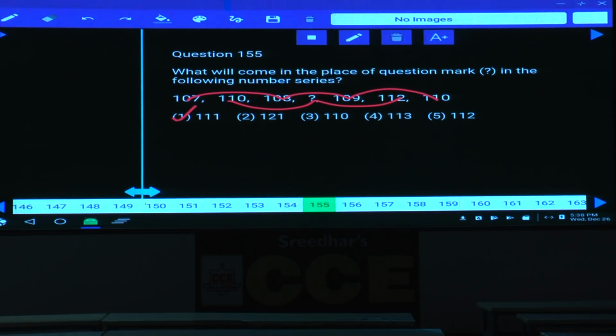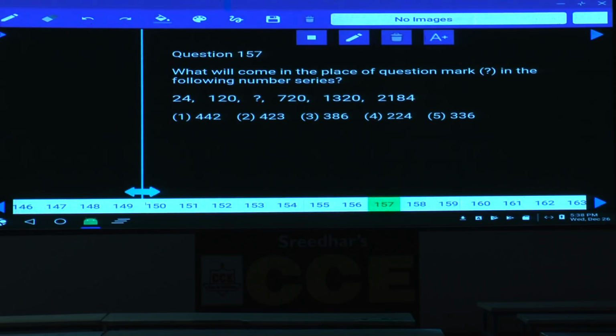Whenever there is an alternate series, the numbers are in increasing and decreasing order, isn't it? At the same time, the series should be a longer series. See here, there are 7 numbers. Then you should go for this one. Then 156, any answer to this 156? Let's come back to this one afterwards. Now 157.